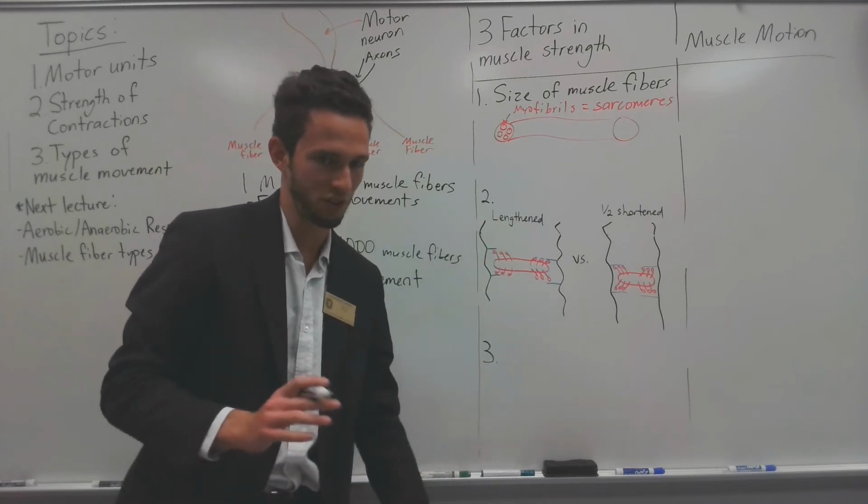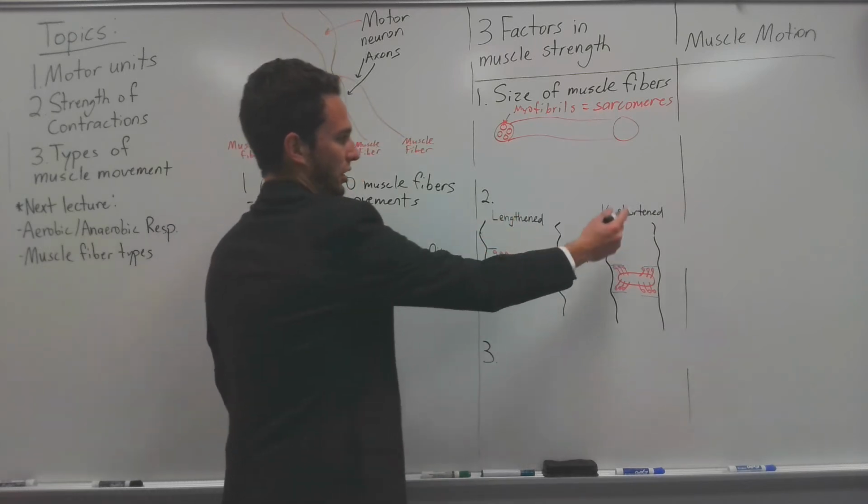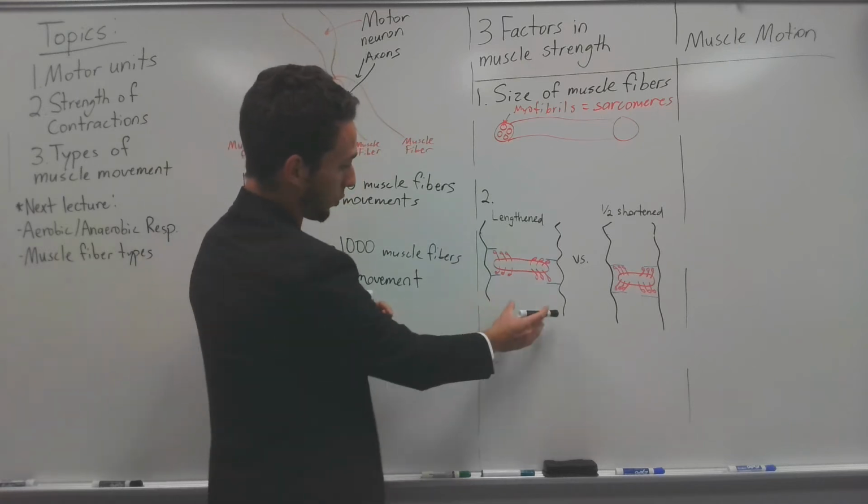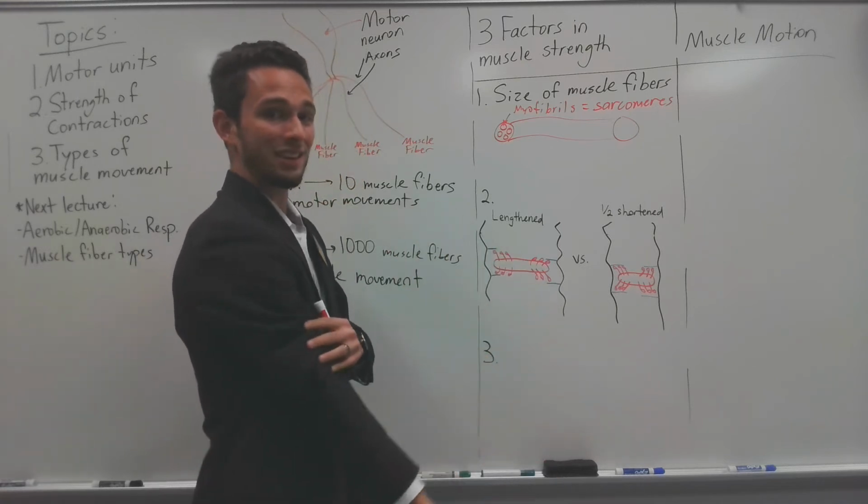Second aspect, this one's interesting. These are both sarcomeres, and I've drawn them in two different orientations. In this one, the muscle is lengthened out.